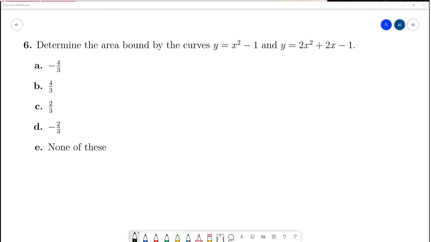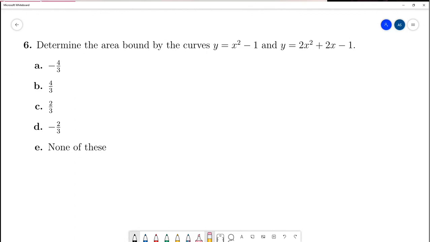I'm back again to take a look at the next 5 questions from the individual competition at the Math Olympics hosted by UNF. We're going to start with number 6. Number 6 asks us to determine the area bound by the curves y equals x squared minus 1 and y equals 2x squared plus 2x minus 1.